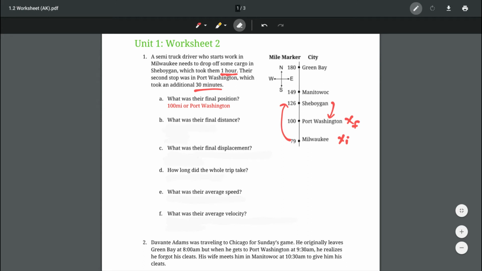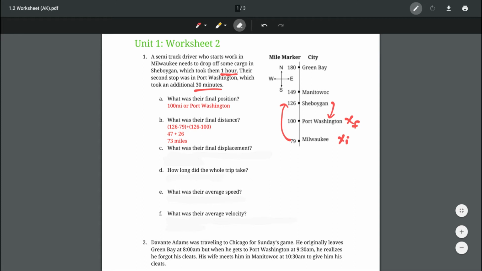Their final distance is a little bit more complex. It's their first part of their trip, which was 47 miles, and the second part, which was 26. And it doesn't matter that second part is south, because when we're talking about distance, we look at the absolute value. And so no matter the direction, we add those together to get a total of 73 miles traveled, some of those miles north and some of them south.